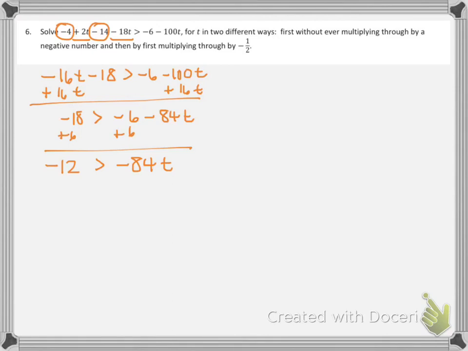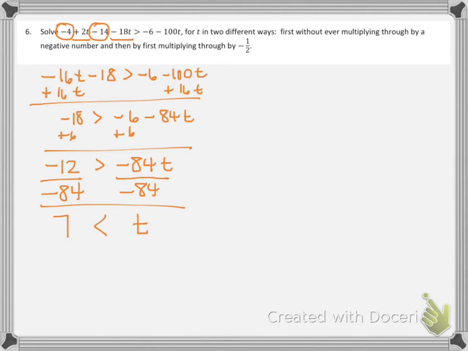And then I would have to divide by a negative 84, right? And when I divide by the negative 84 is when I have to change my inequality symbol. So I get t on the right side, and then this symbol has to flip to the other side. So t is greater than negative 12 divided by a negative 84, which is a positive 7. So t is greater than 7 is our solution set, anything greater than 7.